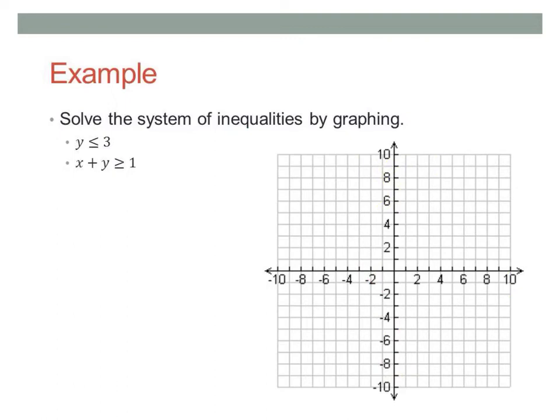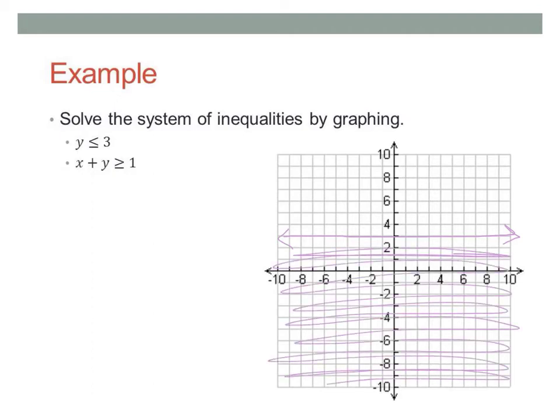So let's look at another example. So y equals 3. Remember that is a horizontal line. So the line y equals 3, and this is going to be a solid line. So here's the line y equals 3, and we want to graph the y values that are less than or equal to 3. So we're going to shade below it, and again remember to shade lightly.